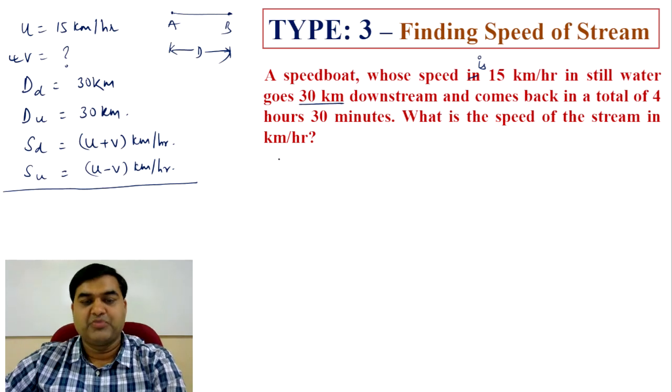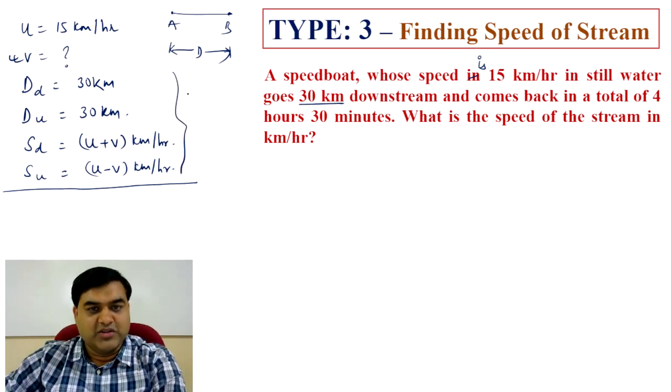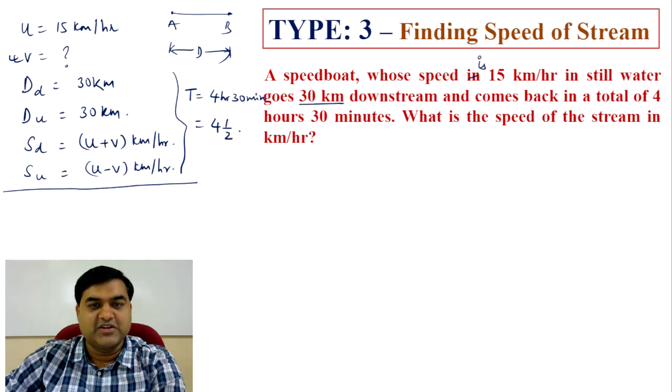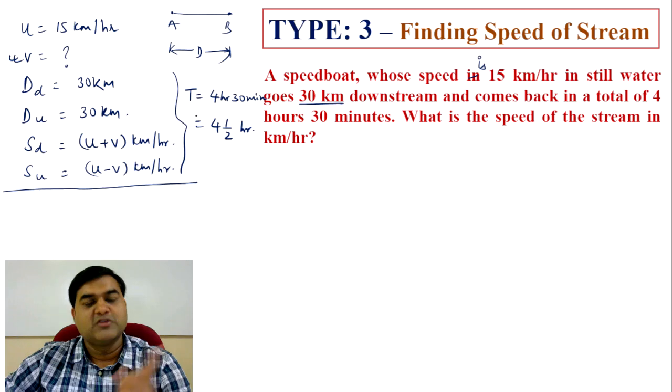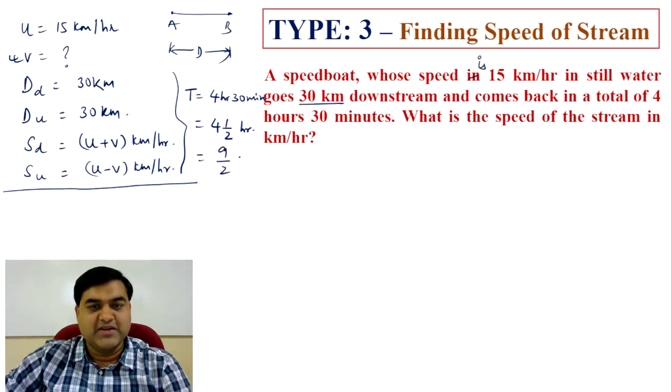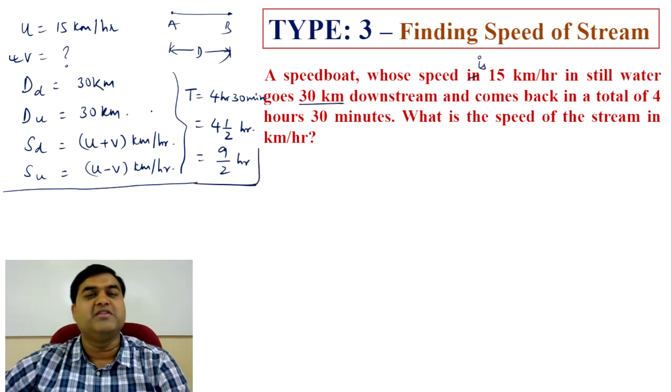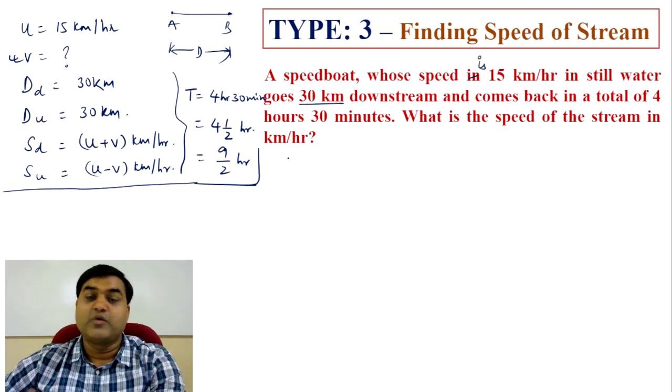One more thing they have given is T equal to 4 hour 30 minute. So can we write this in terms of hours? 60 minute is equal to 1 hour, so 30 minute is half an hour, so 4 hours 30 minutes is nothing but 9 by 2 hours. So this much data is given in the question.